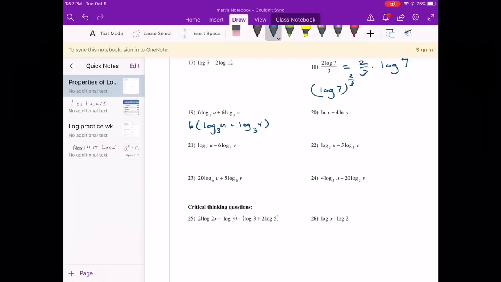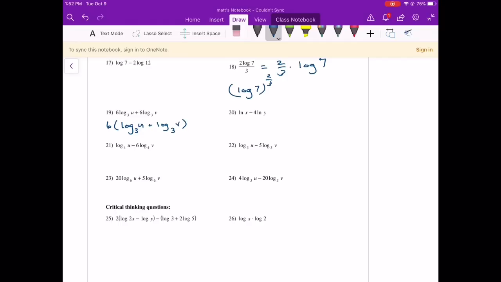Now, a really important thing to point out is that on all of these examples I've been doing, the logs have had common bases. If they don't have common bases, these properties are out the window. So we want to make sure that we're focusing on the logs and the properties of common bases.